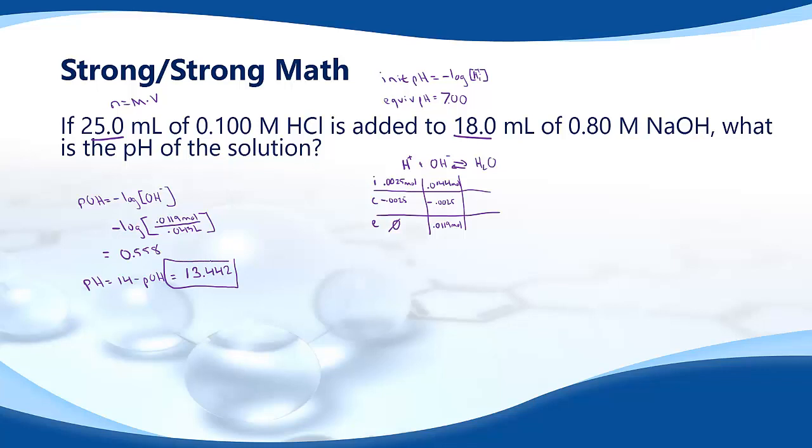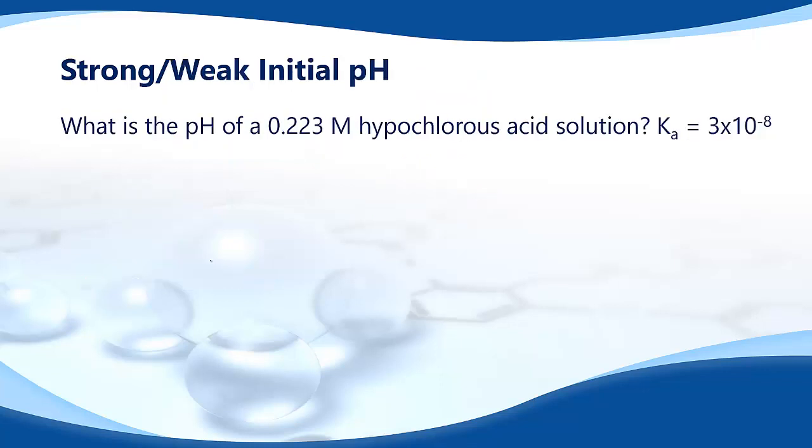I've added an overabundance of sodium hydroxide. It reacted out all the HCl, and whatever hydroxide is left over will have this fairly high pH. So that's working with strong acid, strong base. If you're working with weak, we're going to break this up into initial pH, pH at equivalence, and pH after a certain volume has been added.